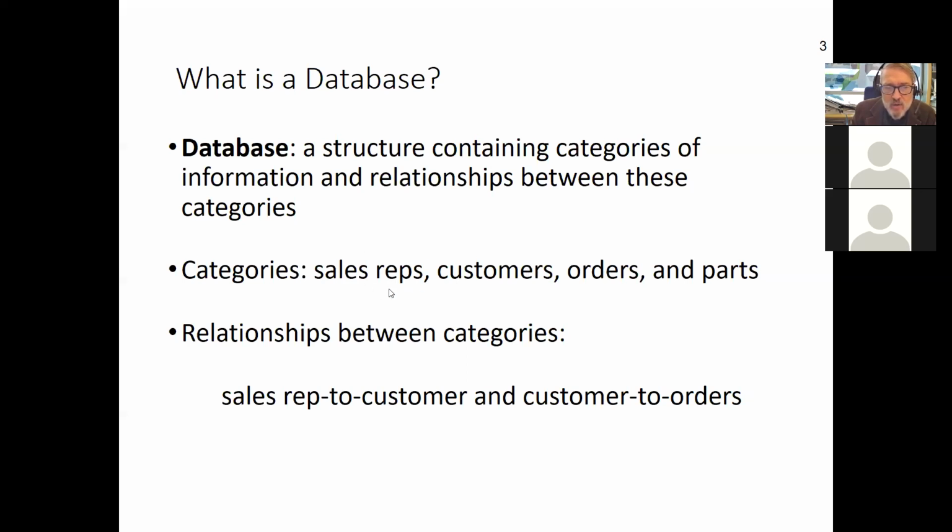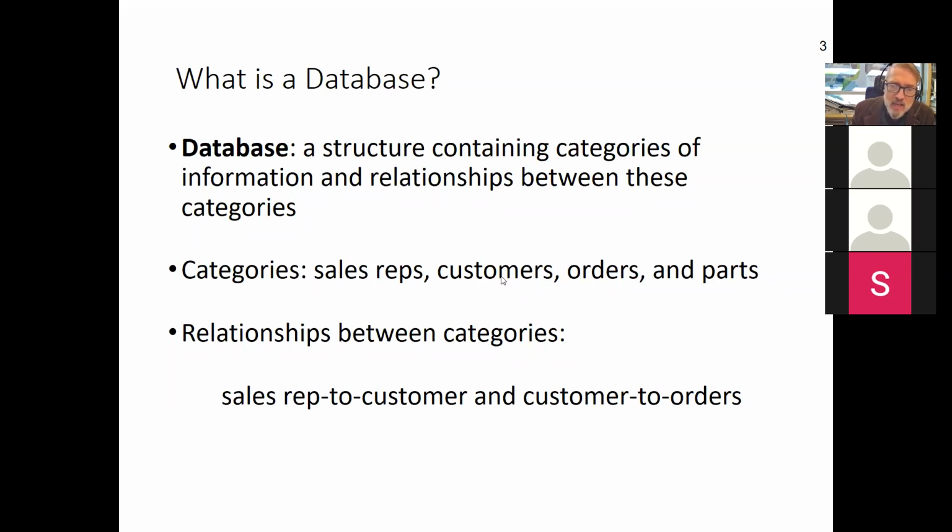We could have the category or entity of sales reps, customers, orders, and parts. This is kind of typical for a business, and that's why we're using this example. Now, we would store all of the things that we want to store about sales reps in a sales rep category or entity, which you'll see translates to a table in SQL. Likewise for customers, orders, and parts.